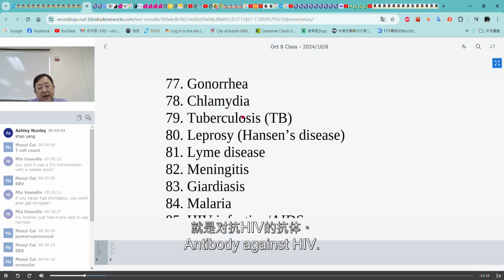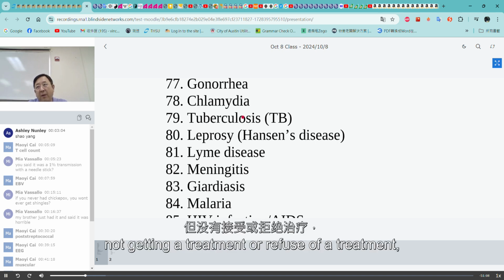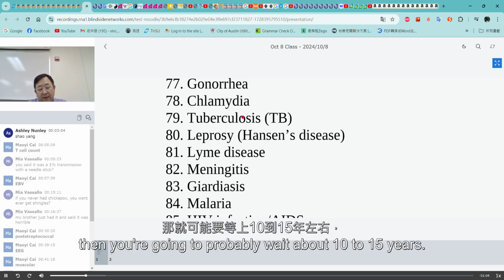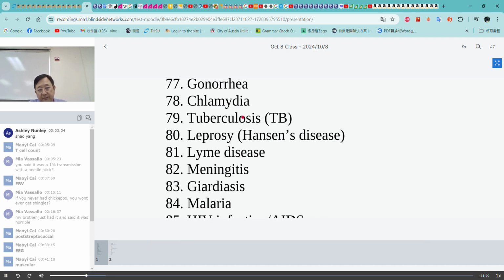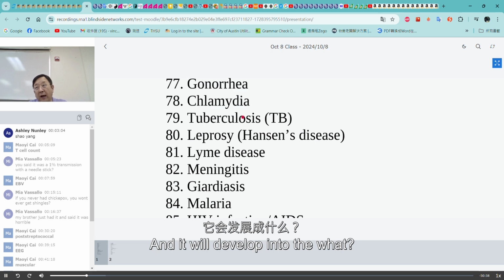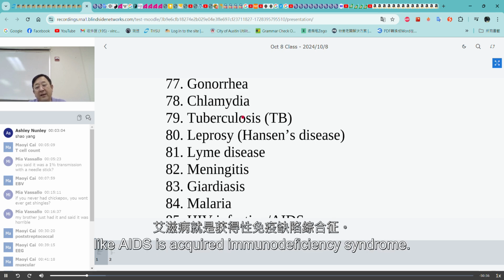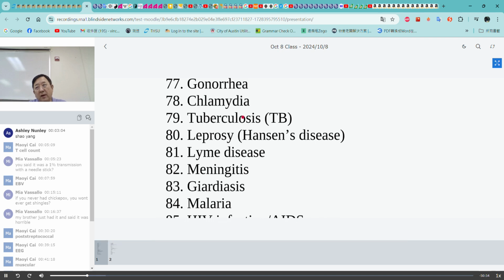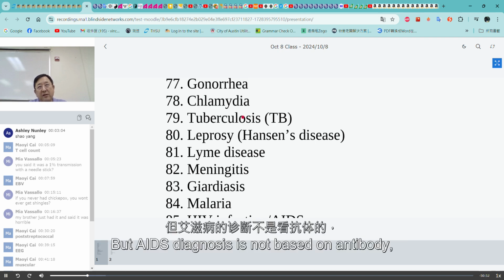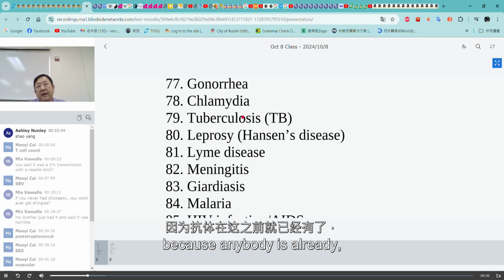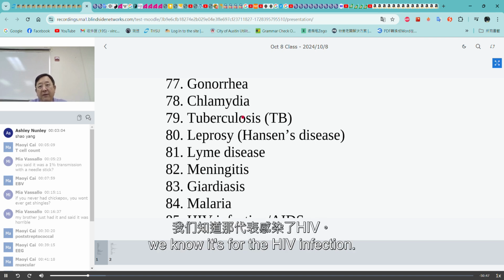antibody against HIV, okay? But then if untreated, somebody got HIV positive, not getting a treatment or refuses to have a treatment, then you're going to probably wait about 10 to 15 years. And it will develop into what? AIDS. Okay, AIDS is acquired immunodeficiency syndrome. But AIDS diagnosis is not based on antibody, because antibody is already, we know, for the HIV infection.